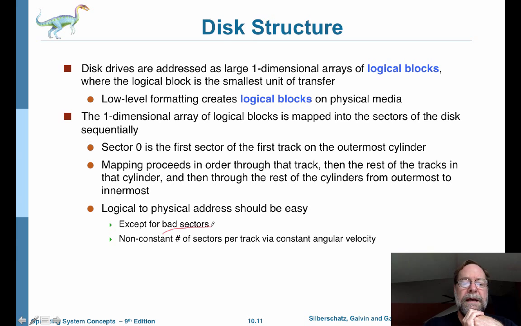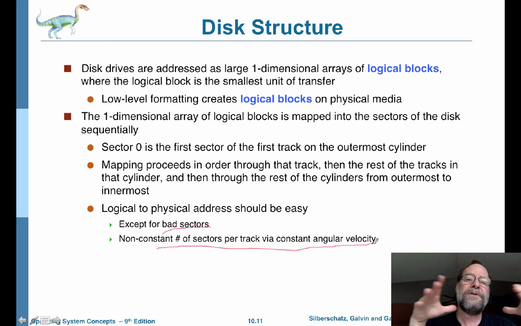One odd thing about disks is that, of course, the length of a track is going to decrease as you move towards the center of the disk. You just have less circumference. So the number of sectors you can actually store per track is going to vary depending on where the track is located, how far it is from the spindle. And that leads to a little bit of complication in determining where sectors are located on a disk.